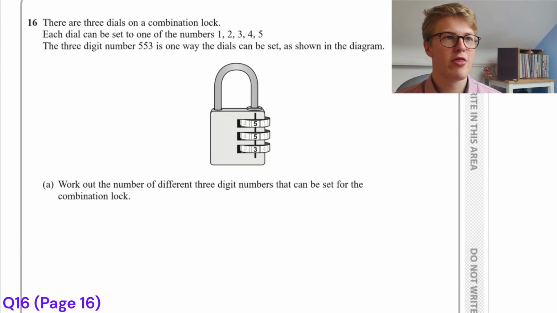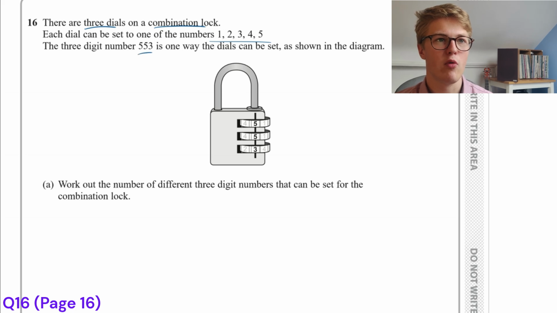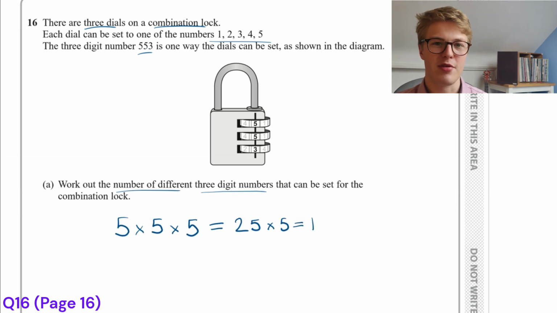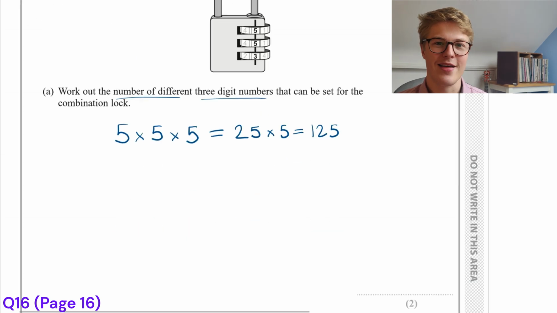answer. There are 3 dials on a combination lock. Each dial can be set to one of the numbers 1, 2, 3, 4 or 5. The 3-digit number 553 is one way the dials can be set, as shown in the diagram. Work out the number of different 3-digit numbers that can be set for the combination lock. So we just do 5 times 5 times 5, which is 125, and that is our answer.